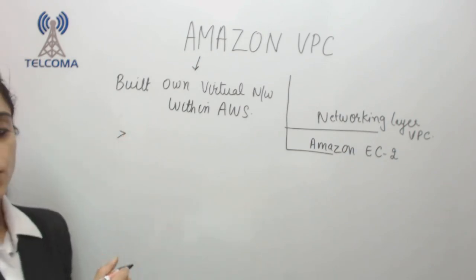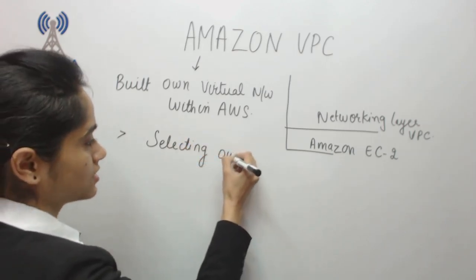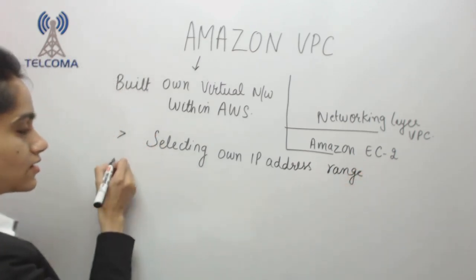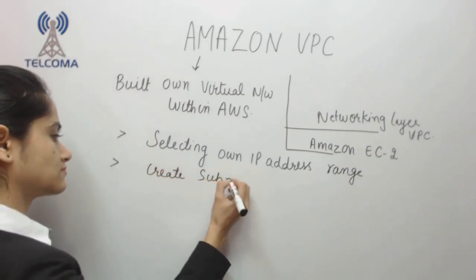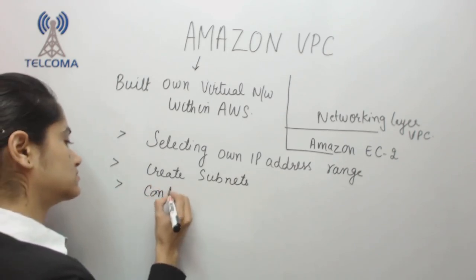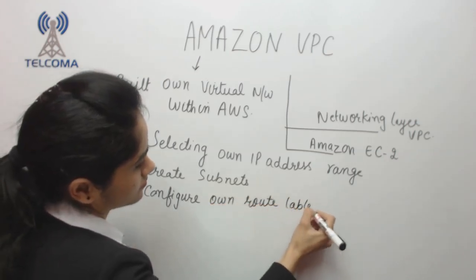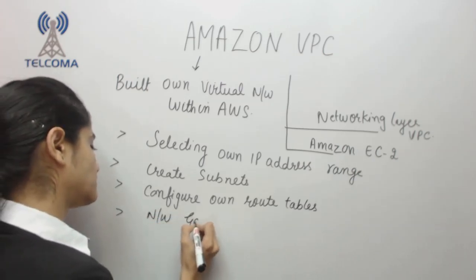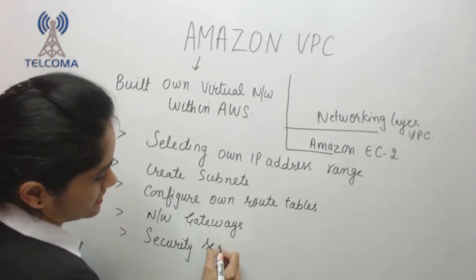What are the aspects that it controls? We can select our own IP address range, we can create subnets, we can configure our own route tables, we can configure network gateways, as well as various security settings.